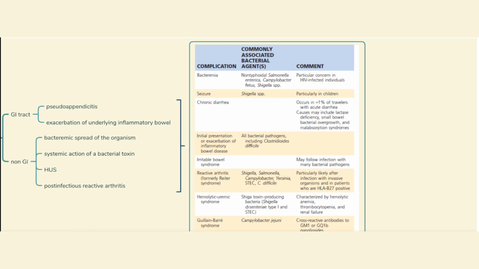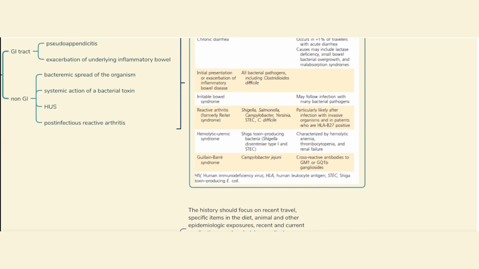Reactive arthritis, especially with Salmonella and Shigella, is specific to people who have the HLA-B27 gene, and they will have some kind of autoimmune reaction to the same HLA receptor and the same receptors on Salmonella, and that's why they will have reactive arthritis.